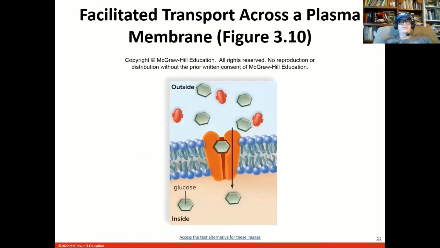Now here, this one is a glucose transporter. And that is a really famous example because that one actually changes shape.